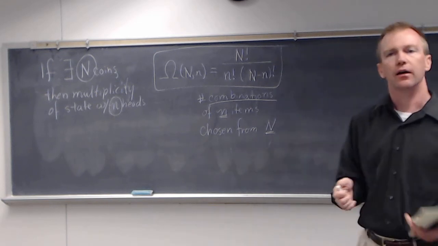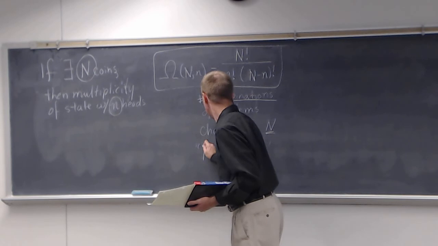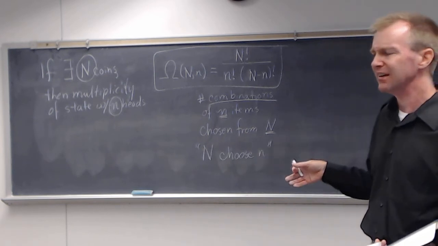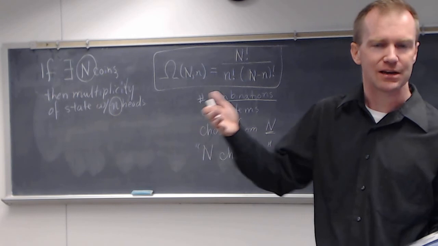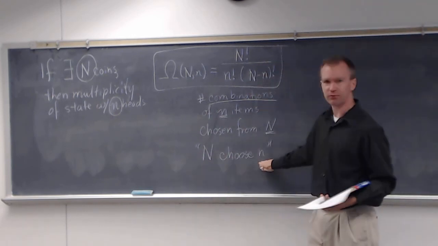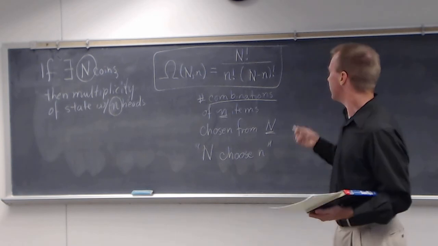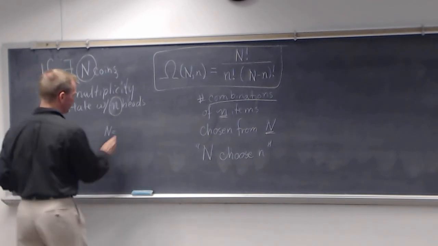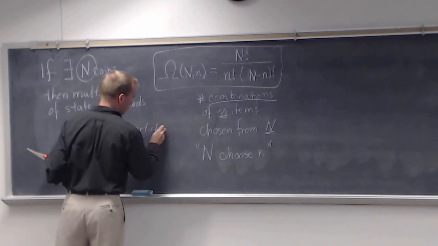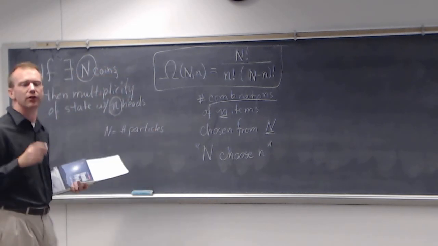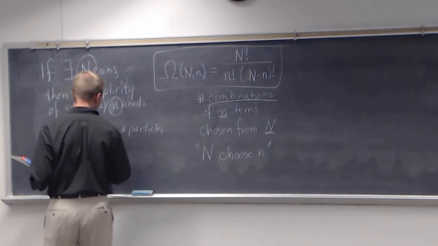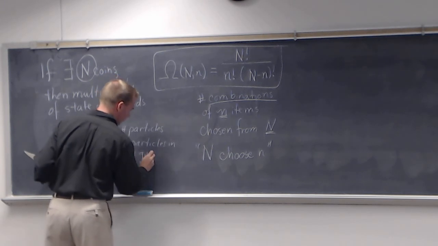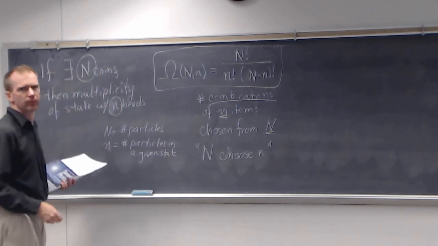Okay, combination. It's sometimes called capital N choose lowercase n, and honestly that works better if you've got different letters for them, like A and B, you know, A choose B. You have this many, you choose this many out of them. Another way of putting this is capital N is the number of particles. Lowercase n is the number of particles in a certain state. I should say this is total.